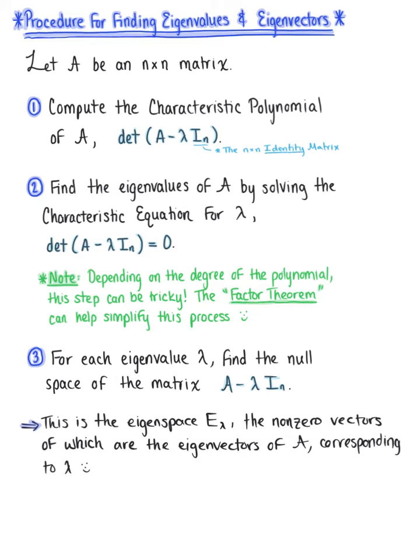And last but not least, step 4, we need to find a basis for each eigenspace. So this summarizes the general procedure that we will now be following when finding eigenvalues and eigenvectors of n by n matrices.